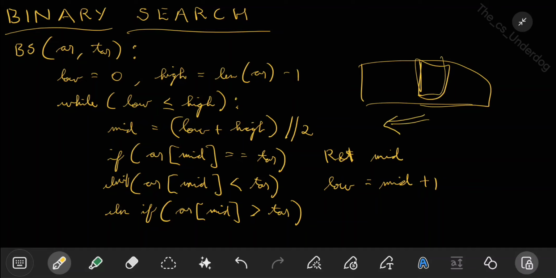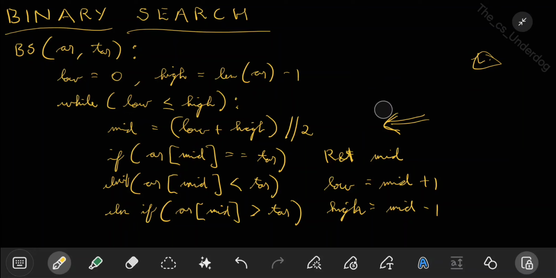So you have to go to the left part. If you have to go to the left part, low value should remain the same, but high value should be shifted from end to one step left towards mid. How will you shift that high value? You will do high is equal to mid minus 1, right? Mid minus 1. So this is how you will shift high value one step to the left of mid.